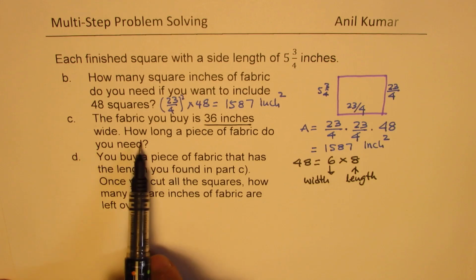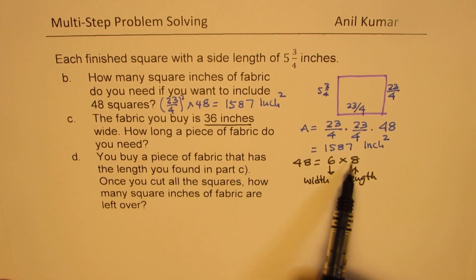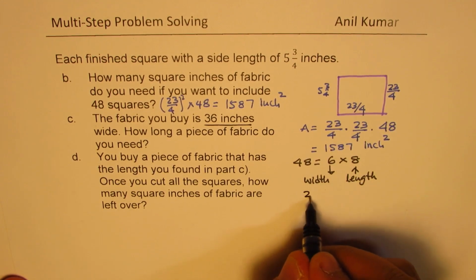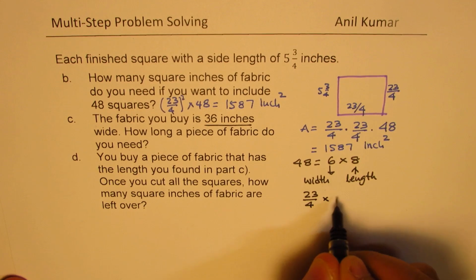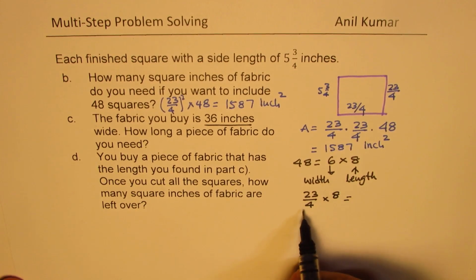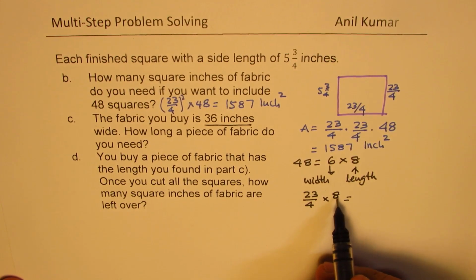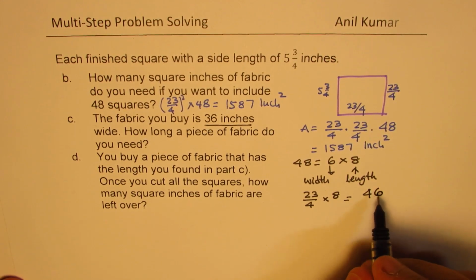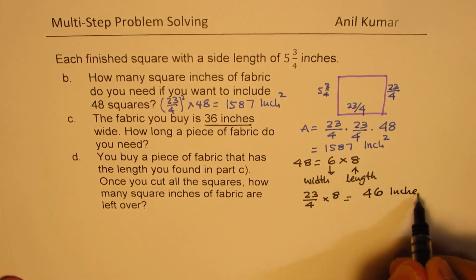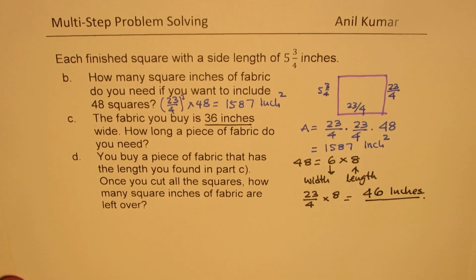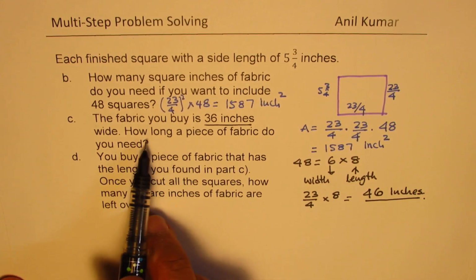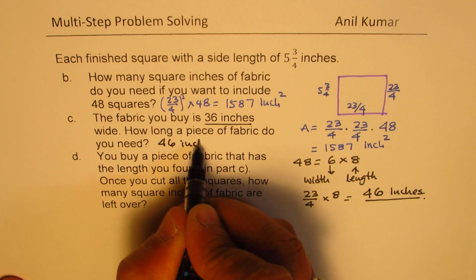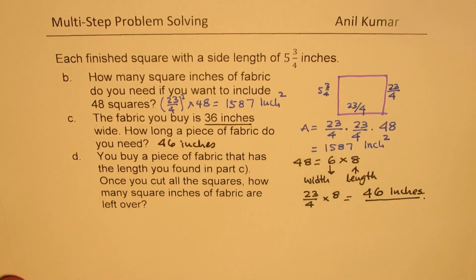So it says how long a piece of fabric. So 8, and each length is 23/4. So it will be 23/4 times 8. Is that okay? When you multiply 23/4 by 8, it goes 2 times, you get 46. So we get 46 inches. Clear? So how long a piece of fabric do you need to buy? You need to buy 46 inches of fabric.